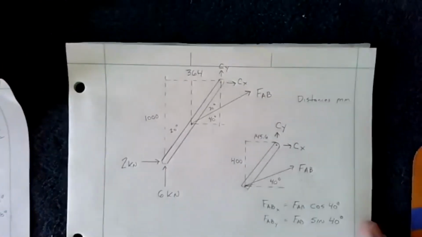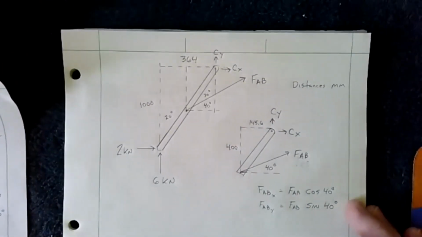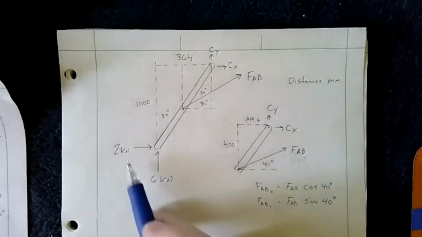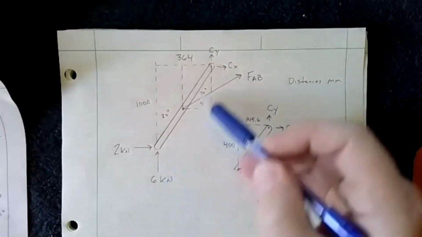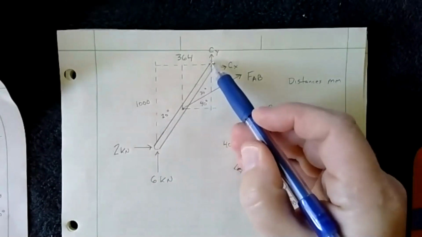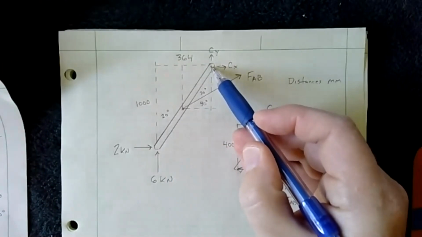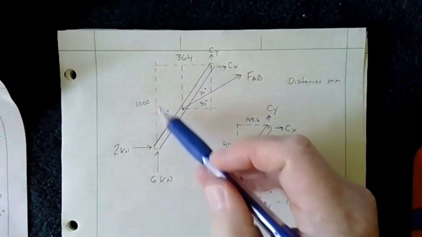So here what I've done is I've actually drawn a quick schematic of the problem. And so in this case, we have our forces labeled. This is our free body diagram. We have our X and Y component of C up here at this end. And I've put in some dimensions.